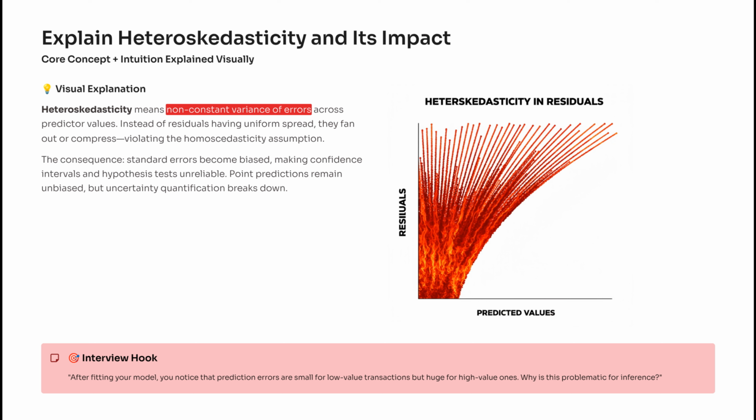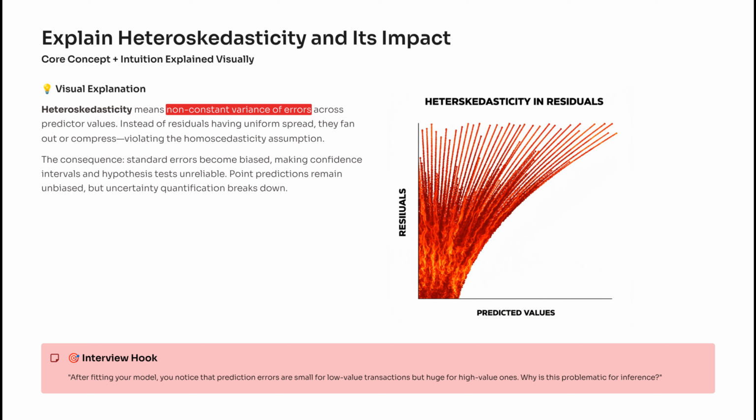In a perfect world, the model's mistakes should be roughly consistent, whether you're predicting small sales or massive ones. But when residuals start to fan out as predicted values increase, it signals non-constant variance of errors. On the chart, notice how the red pattern widens like a funnel. That's heteroskedasticity in action. Now, here's the key.